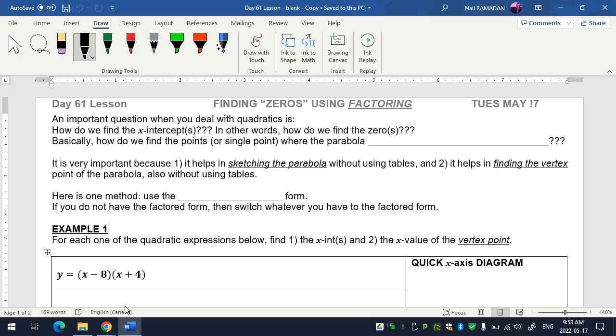Whenever you want to sketch a quadratic, especially if you don't have Desmos, an important question is how do you find the x-intercepts or the zeros of a quadratic? How do you find the 2 points at which it touches the x-axis?